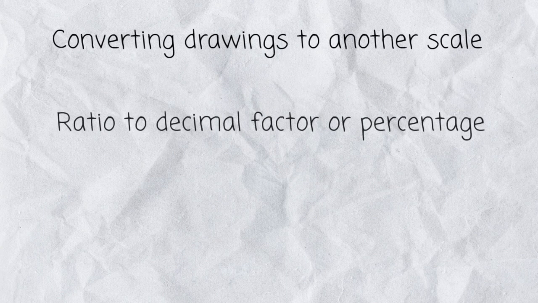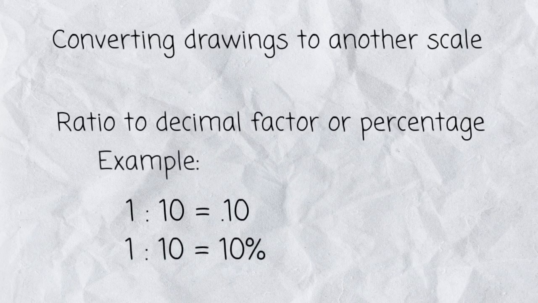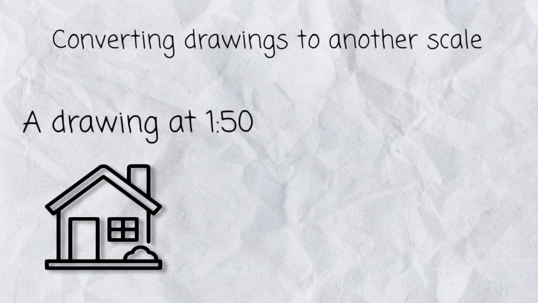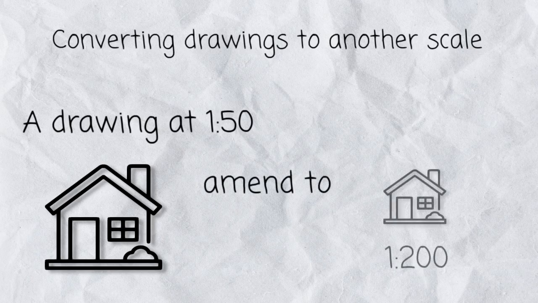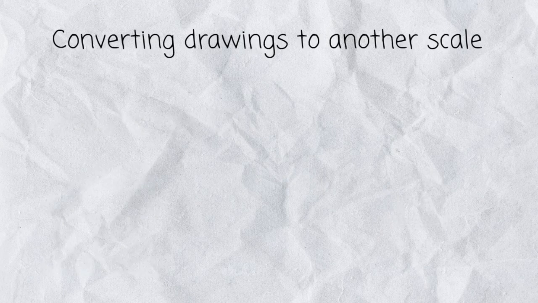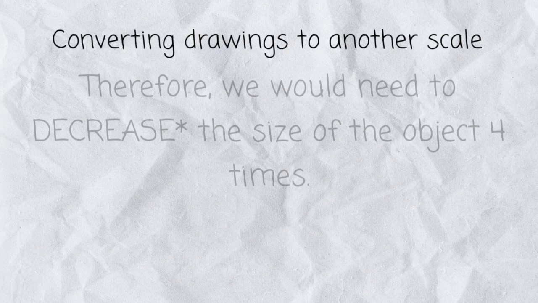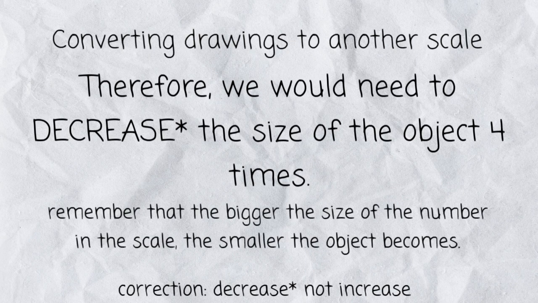You can consider changing the scale of a drawing by a decimal factor or by a percentage. For example, let's imagine that we have a drawing at 1:50, but we want to amend the scale to show that drawing at 1:200. A drawing at 1:200 is 4 times larger than a drawing at 1:50. Therefore, we would need to increase the size of the drawing 4 times.